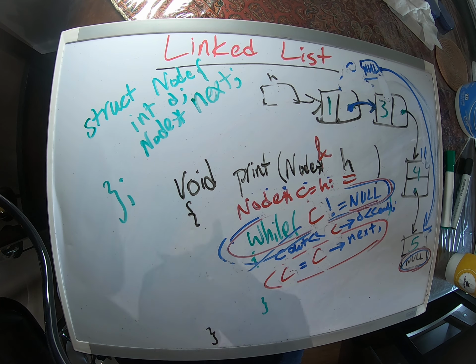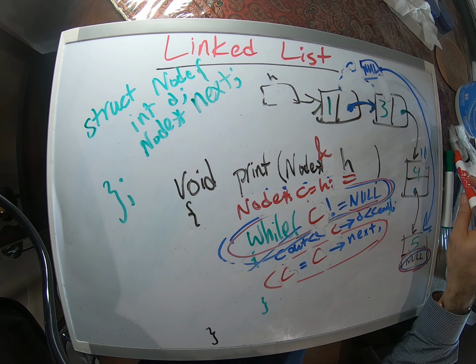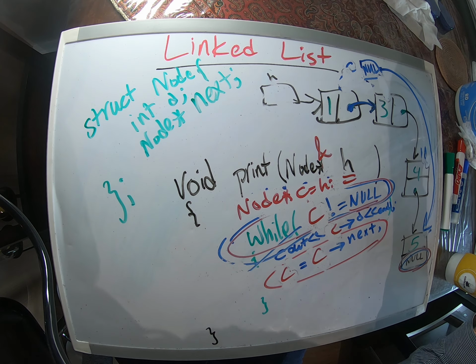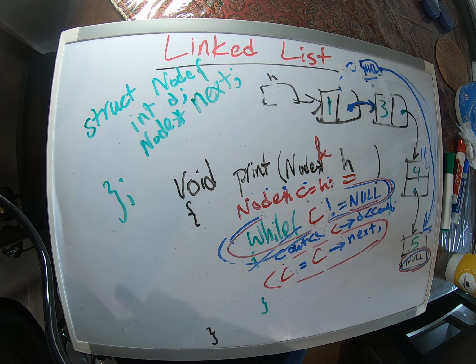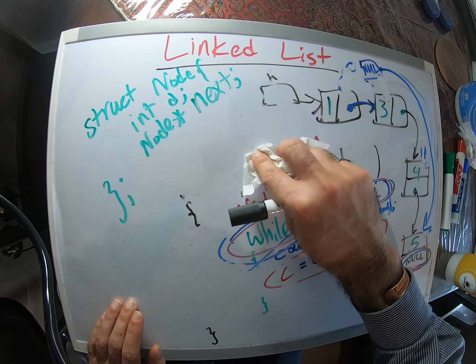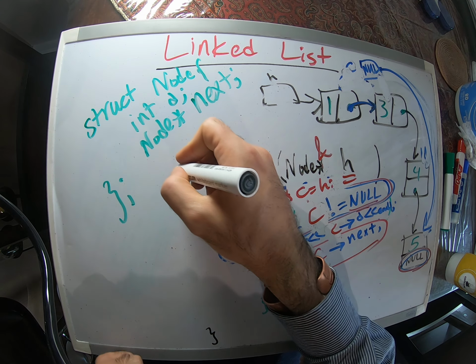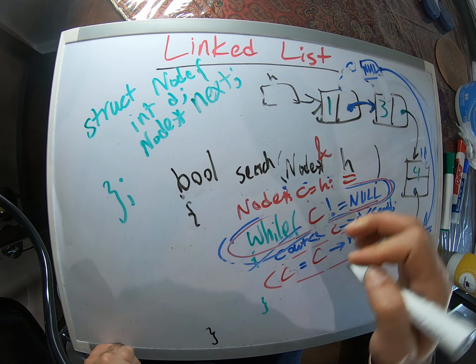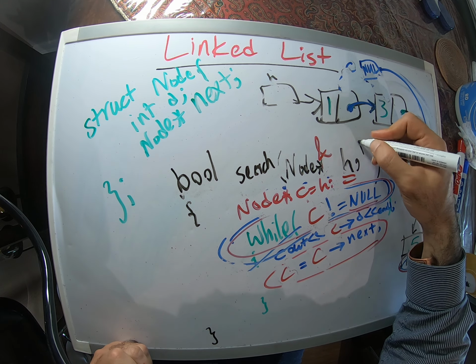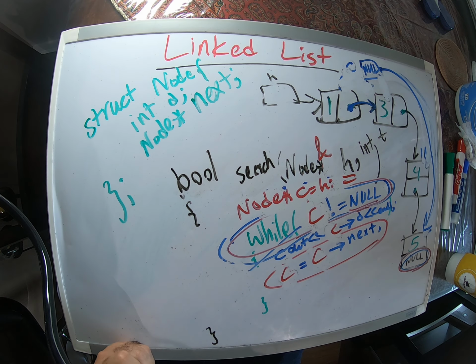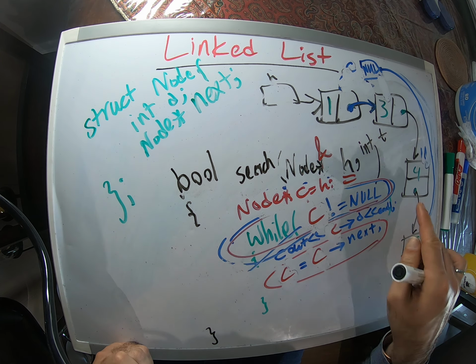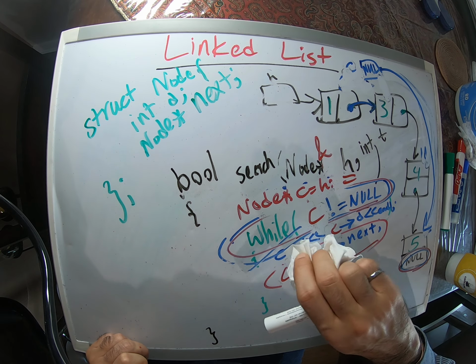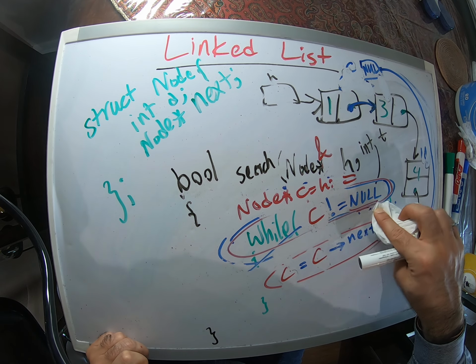You can also, let's say, if you're searching for a number and we want to return true or false, change this one to Boolean search, and we are searching for a target. If this was the case, we would write something like this.